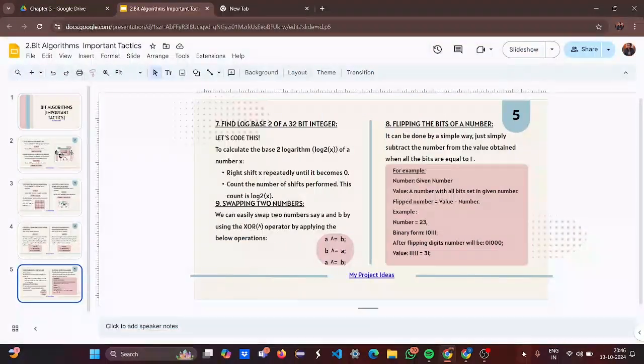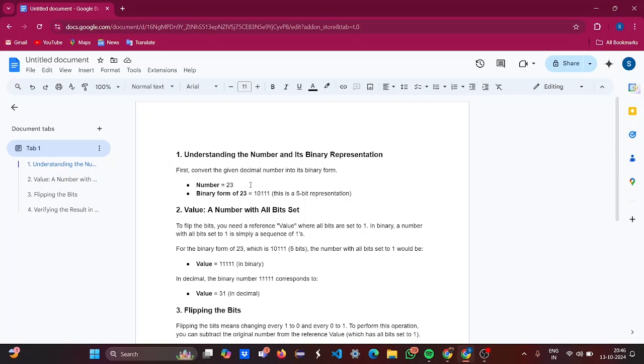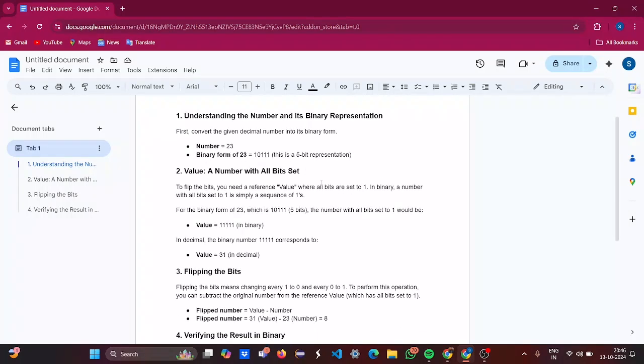Let me take you to a detailed explanation of it. Now let's have a look at this. I have written it very simply for you to understand properly. First, I have converted the given decimal number into its binary form. Suppose the number is 23. The binary form of 23 is 10111. This is a 5-bit representation.